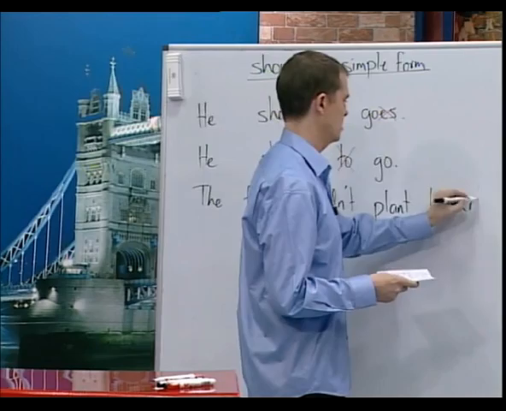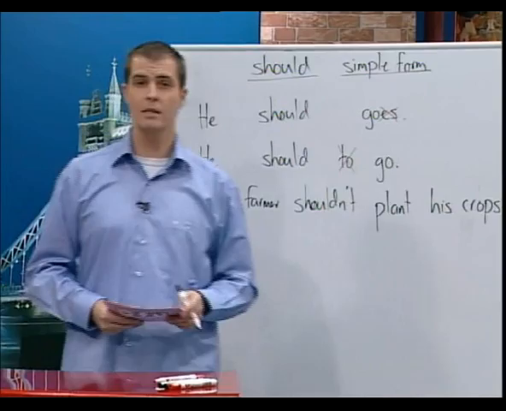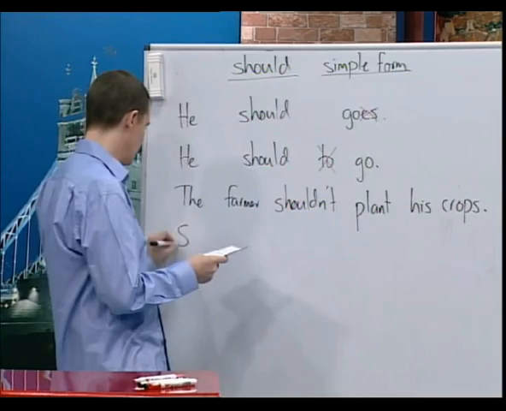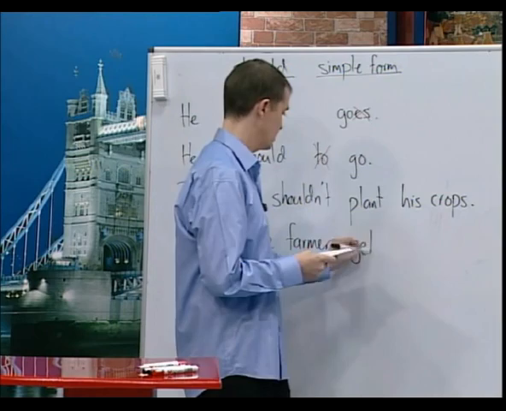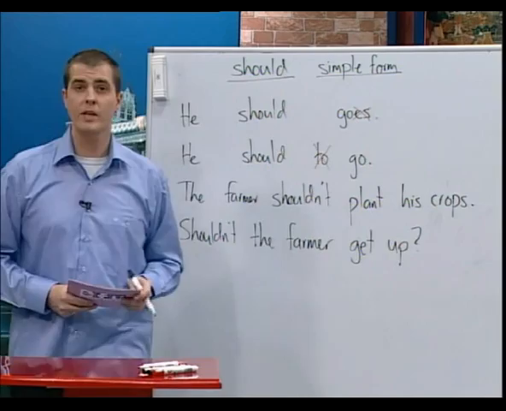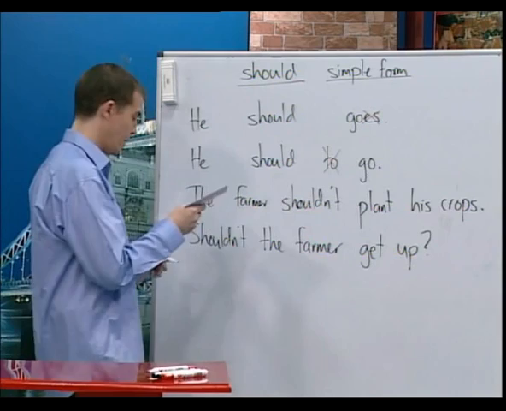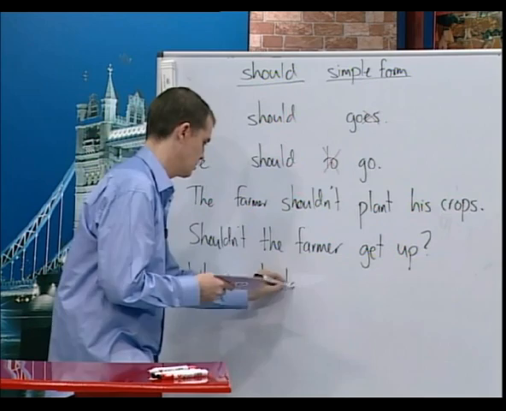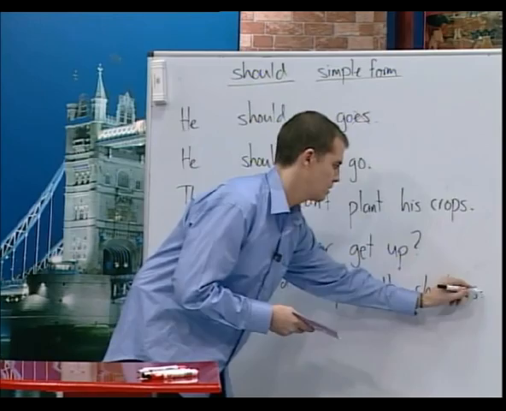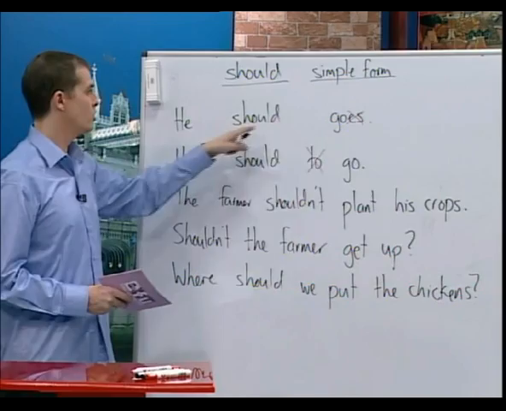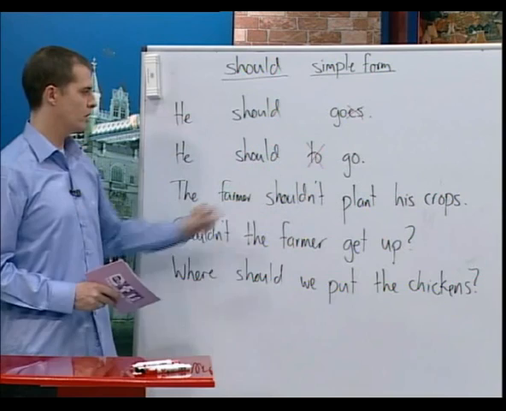And we can begin the same as can. We can begin questions with the word should. Shouldn't the farmer get up? We can also begin questions with question words followed by should. So we could say, where should we put the chickens? Where should we put the chickens? Just one more time, remembering he should go, not goes. He should to go, no, he should go. The farmer shouldn't plant his crops. Shouldn't the farmer get up? Where should we put the chickens?